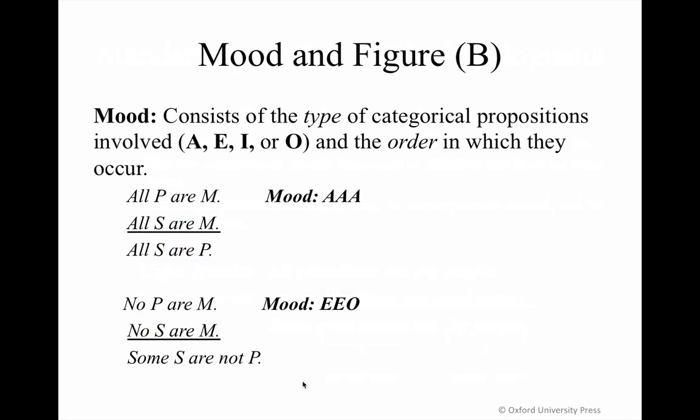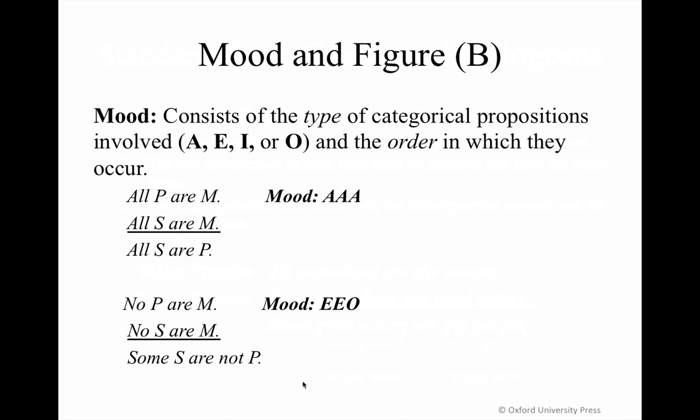Next, we have mood and figure. Each argument can be written in terms of its mood and its figure. The mood of the argument simply consists of the categorical proposition type involved.